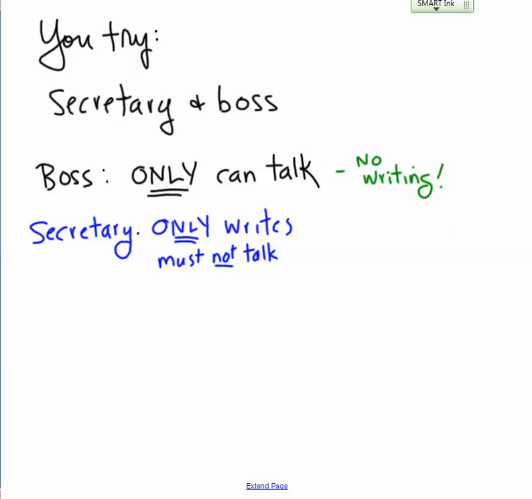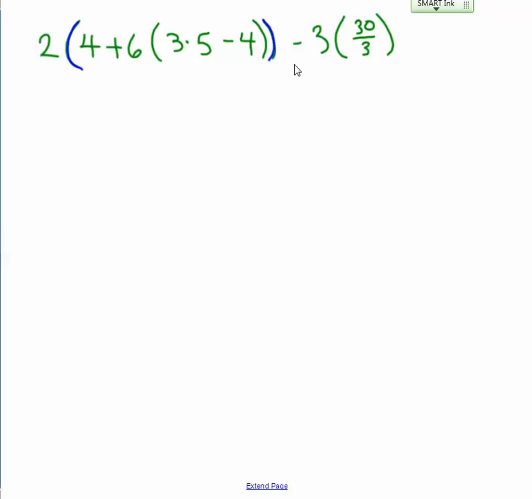Okay, then we did the secretary and boss activity. So one of you was the boss, and only the boss could talk. The boss can't write. The secretary only writes and must not talk. And then when you actually finish the problem, the secretary and boss, you could get out of your roles, and the secretary could tell the boss if he or she agreed or disagreed and why, and then we switched roles. So this was the first one. Inside brackets here, brackets there, so you began in here.